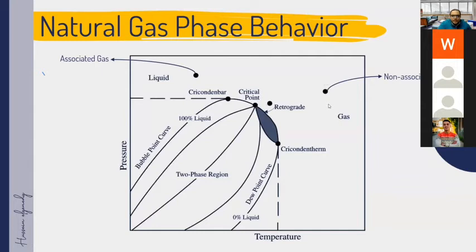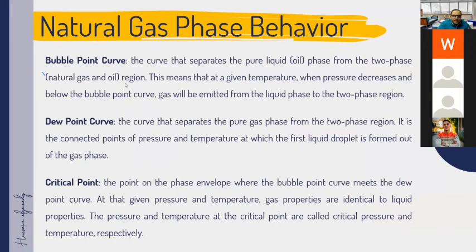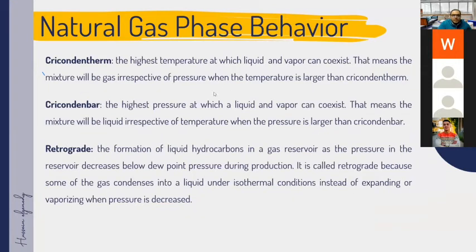Okay. So these are the definitions we already mentioned: bubble point curve and dew point curve, the critical point at which the bubble point and dew point curves meet, cricondentherm and cricondenbar, and retrograde. Okay, all definitions are done.